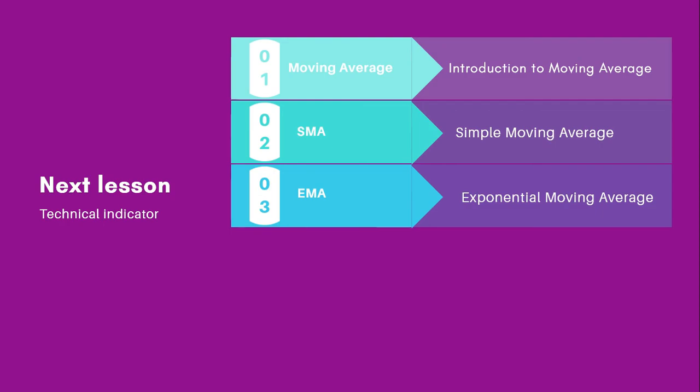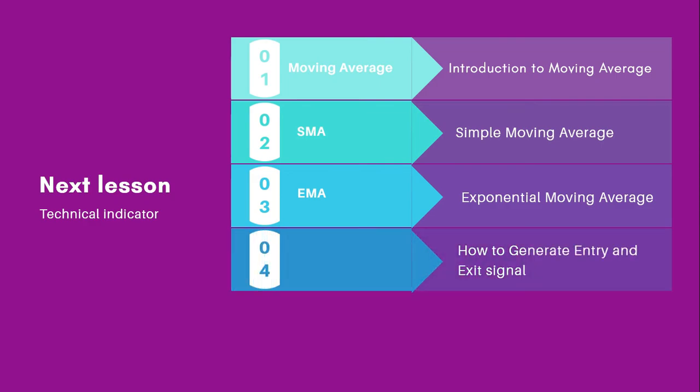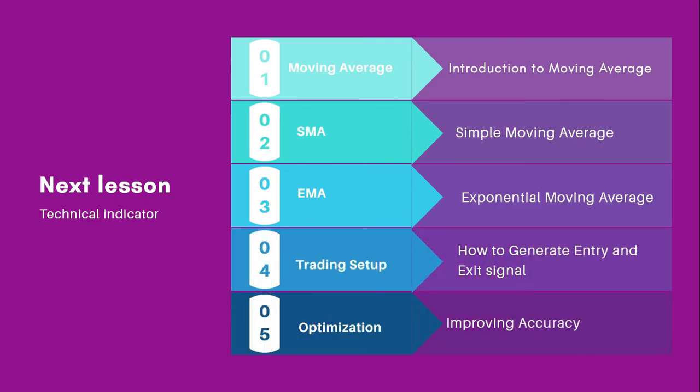We are going to discuss in detail about the difference between EMA and SMA and understand which one is better. Then we are going to talk about how to generate entry and exit signal using the trading setup, and then finally we'll work about optimization or improving accuracy using EMA setup. So all of this we are going to talk about in our next upcoming lessons.